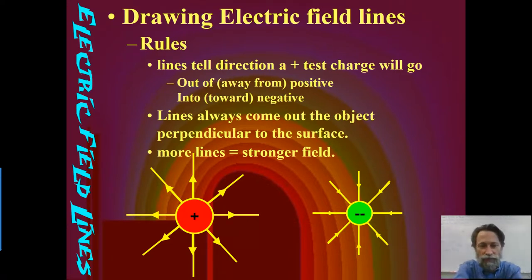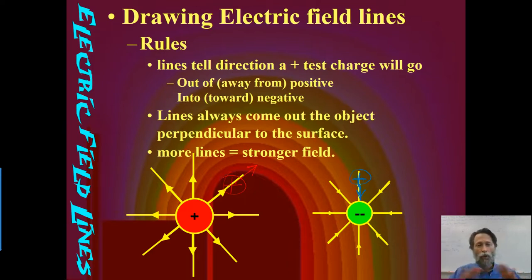So if I put a plus charge here, what will two positive charges do? They will repel each other. So it will push that plus charge that way, and that's why the field line goes that way. If I do the same thing over here and put a plus charge here, what will the plus charge do to the negative? They will attract, so it will pull the plus charge toward the negative, and that's why the arrow is going into the negative. So out of positive into negative, out of positive into negative.